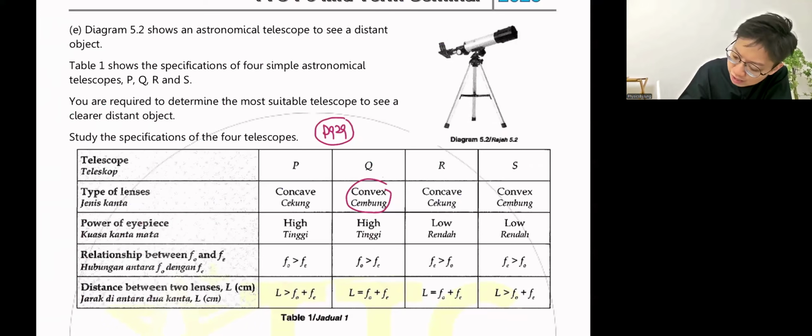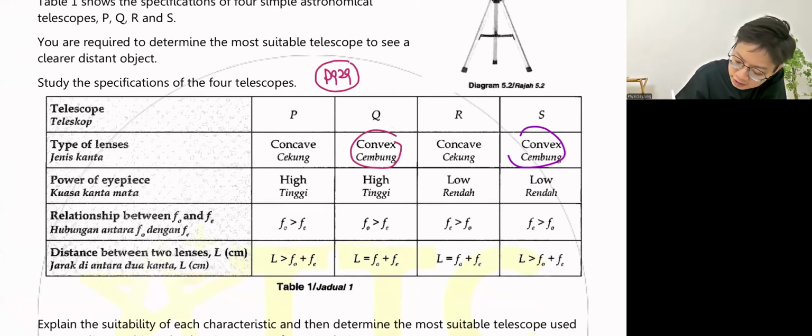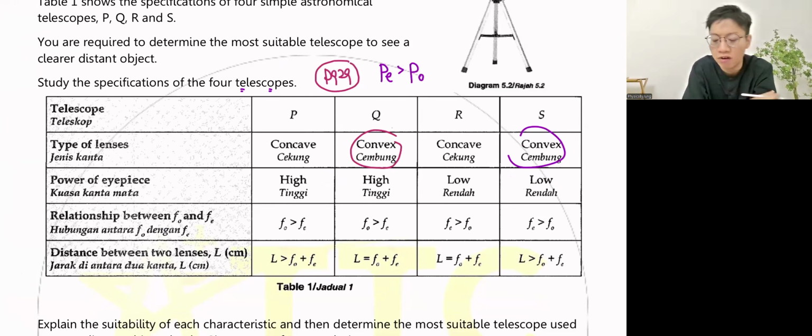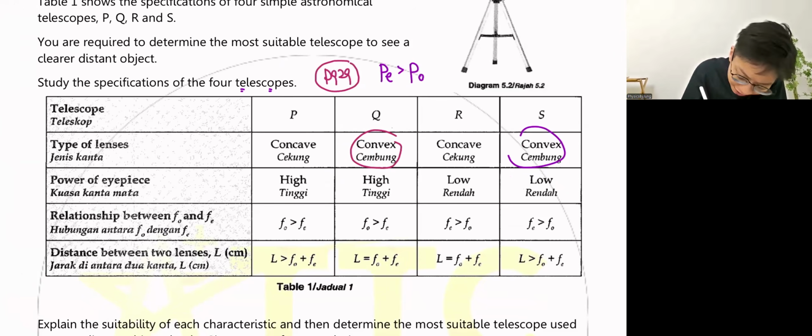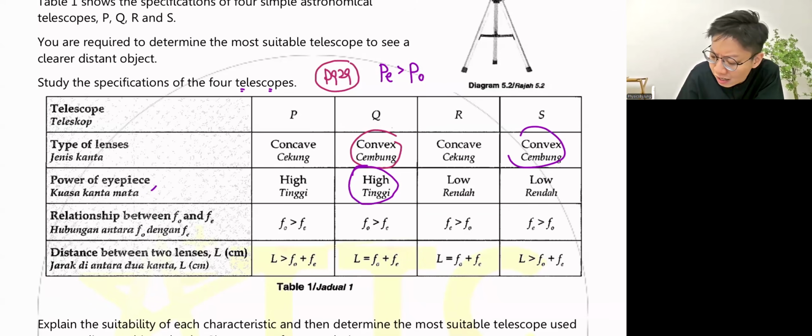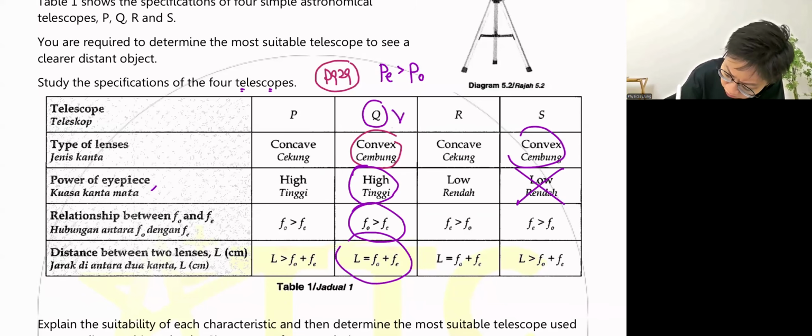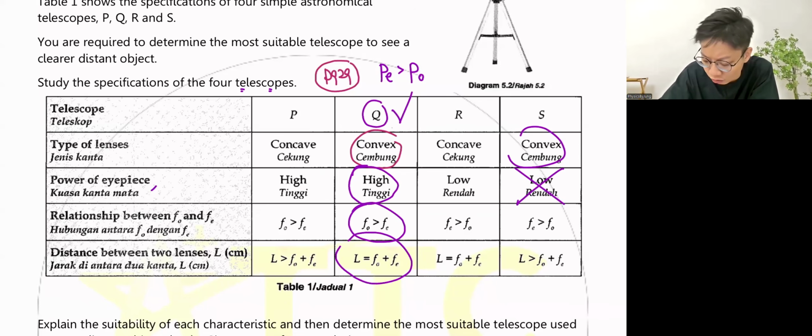Now, guys, it's either this or this, okay? Then after that, if they ask you telescope, E then O. So the power of E must be higher than the power of O, right? So the power of the eyepiece must be higher, not lower. So my answer will be Q. Understand or not? So it will be convex lens, higher power, FO more than FE, L equals FO plus FE. So my answer will be Q.